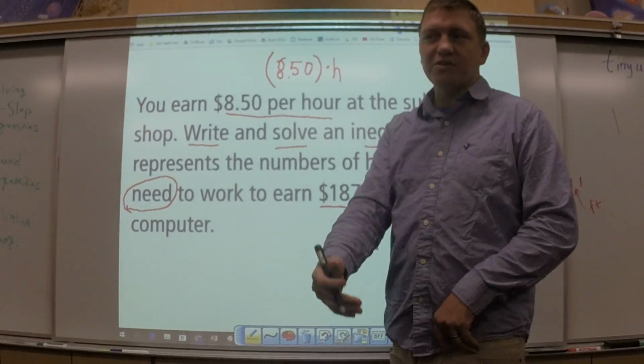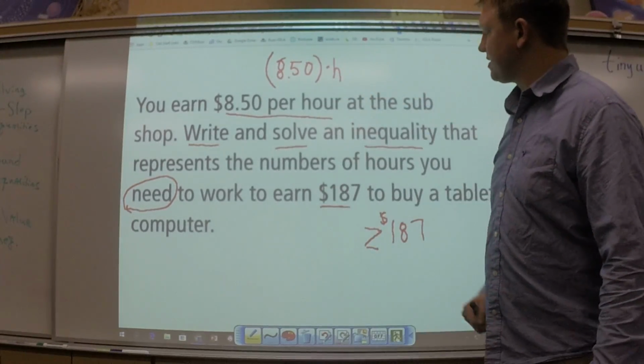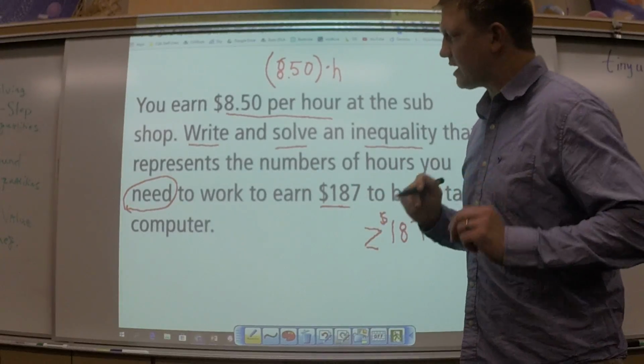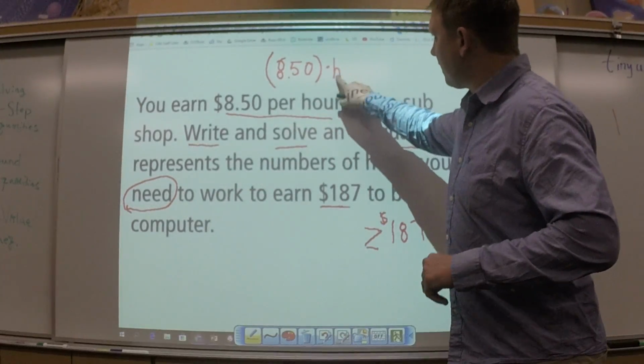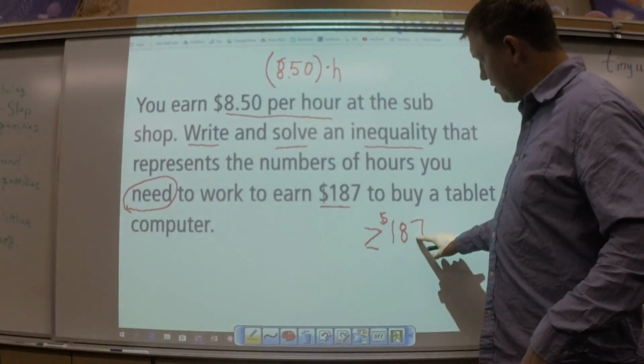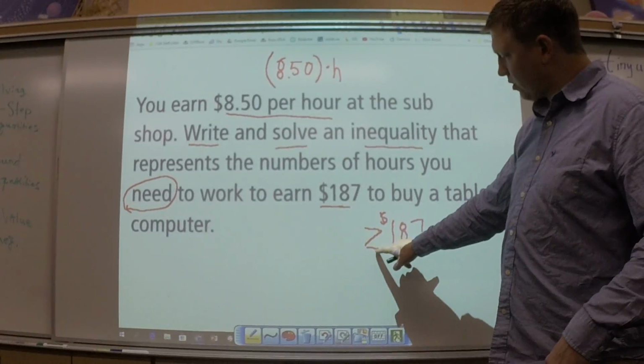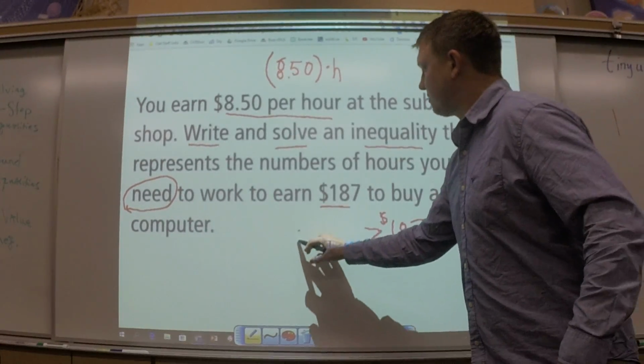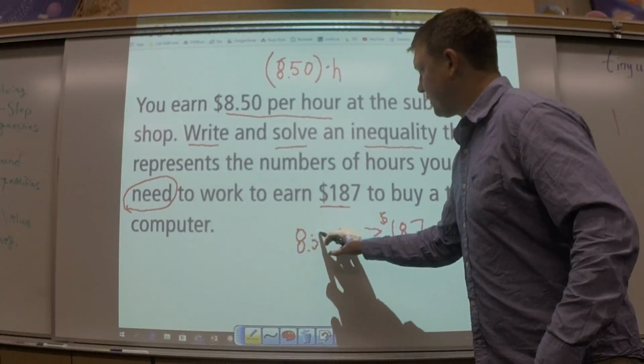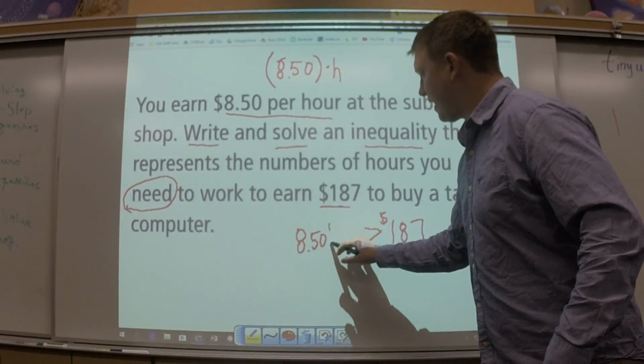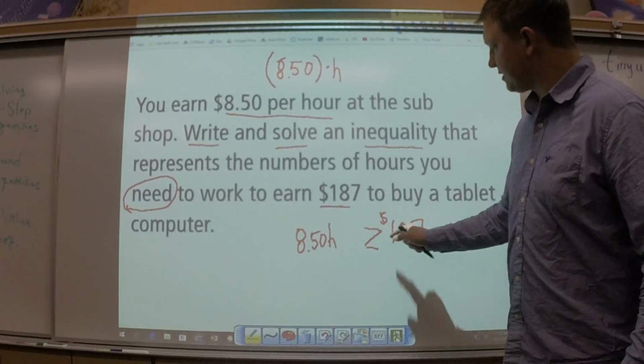H, we could say, is the number of hours. You could use X, you could use whatever you want, but I'm going to use H to represent the number of hours I need to work in order to make this much money, more than or equal to that money. So it's going to be $8.50 multiplied by H, like that. It needs to be greater than or equal to.